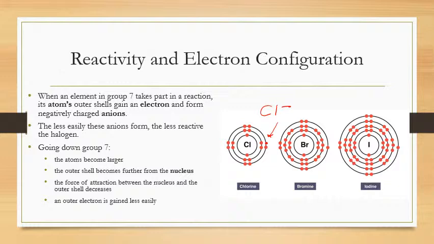So as you go down, there's less pull on the outer electrons. It's basically harder for the atom to attract an electron from another atom. And that means that the halogen becomes less reactive.